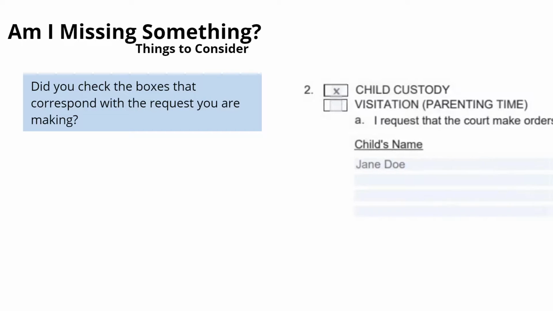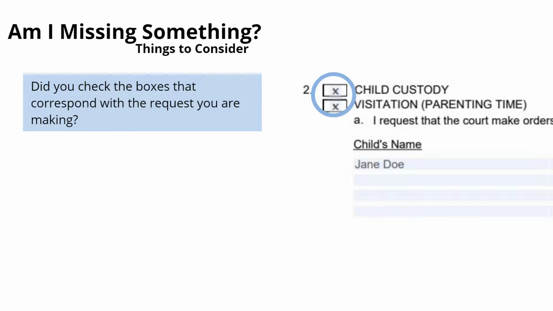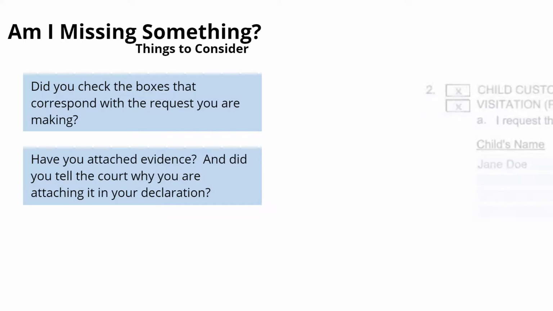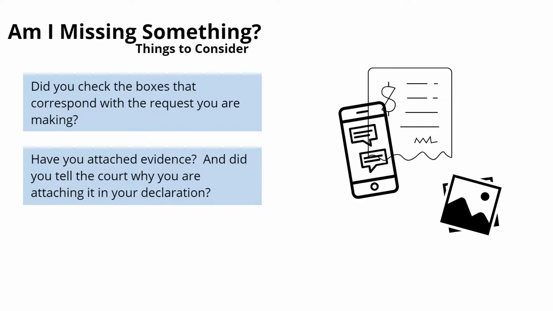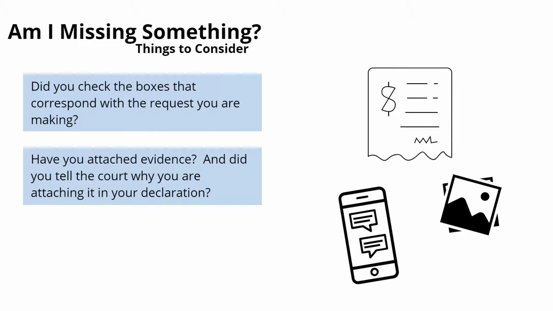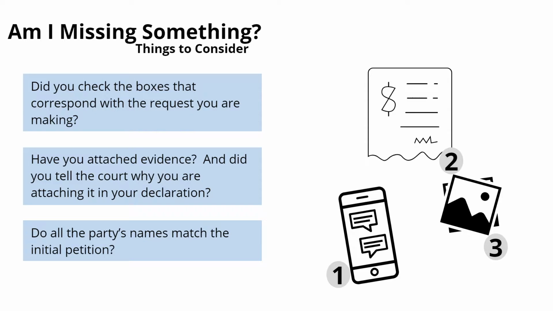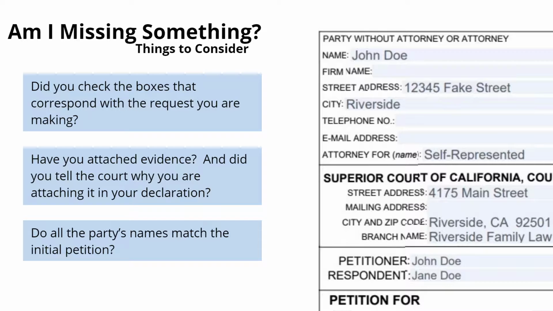Am I missing something? Here are some things to consider. Did you check the boxes that correspond with the request you are making? Have you attached all your evidence like receipts, pictures, and text messages? And did you label them exhibits 1, 2, 3, etc.? You also need to tell the court why you're attaching it in your declaration. Do all your parties' names match the initial petition? Double check everything.